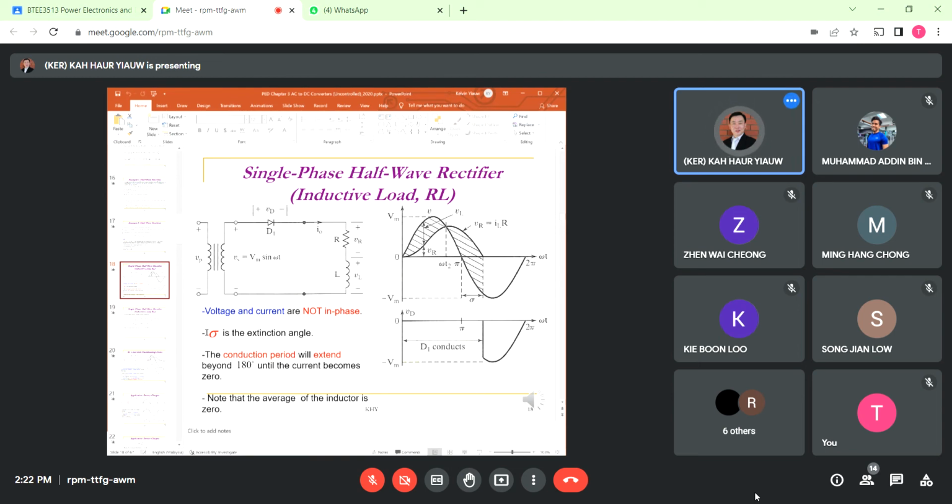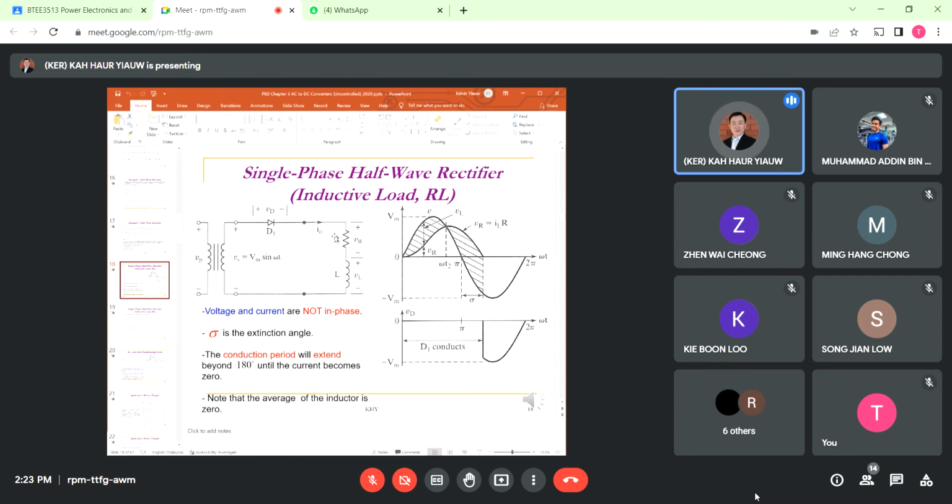This symbol is called sigma. The value of sigma depends very much on the value of L. If the L is large enough, it may have a higher or bigger value of sigma. And it also depends very much on the R as well.